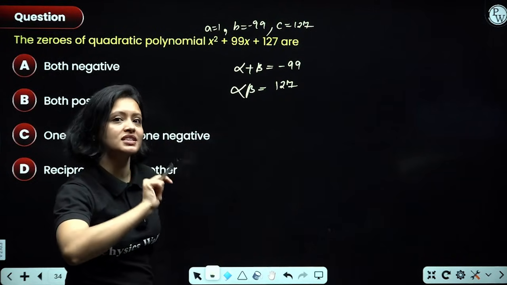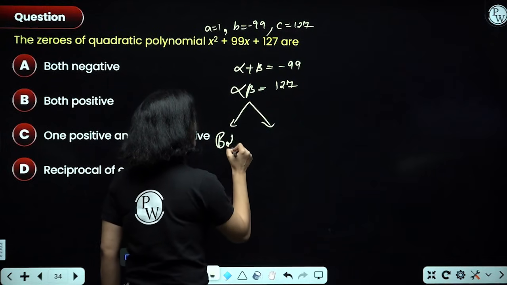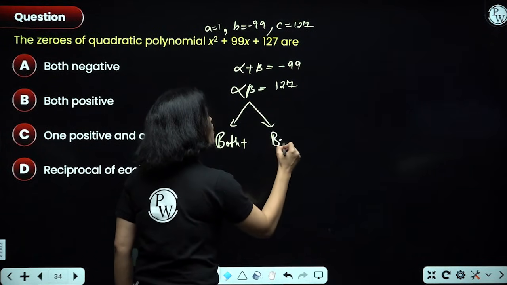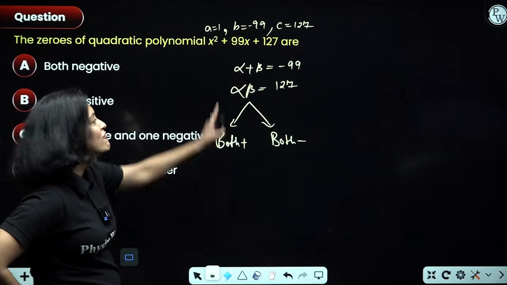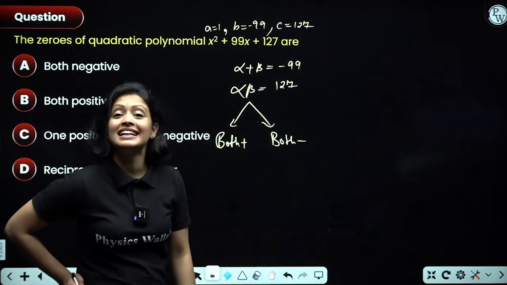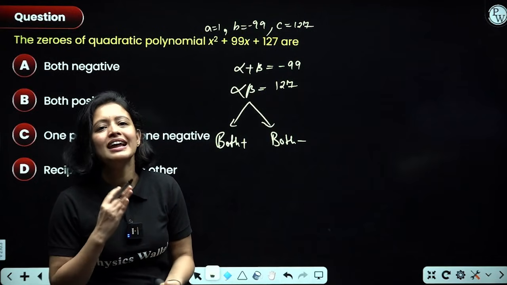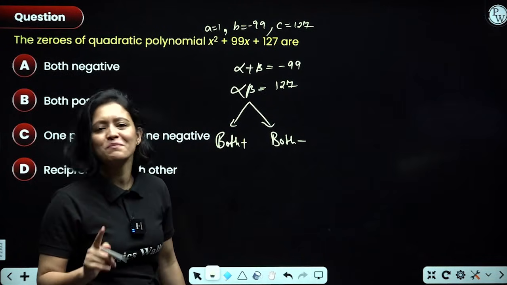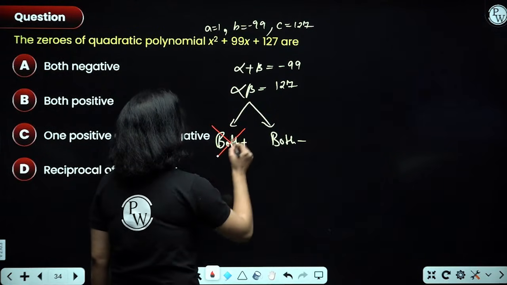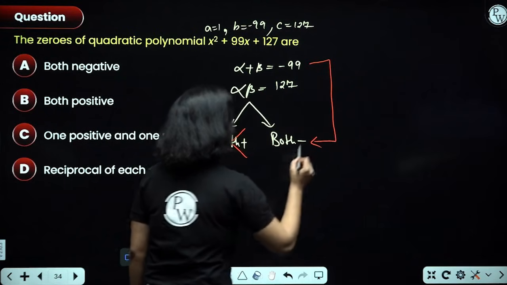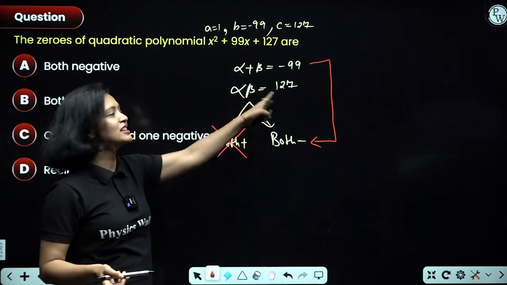The product is positive. What does that tell you? That tells you that either both alpha and beta are positive or both alpha and beta are negative, right? These are the only two scenarios. But alpha plus beta is negative. That tells us that one of the zeros has to be negative, because when you add two positive numbers, you will never get a negative result, right? So both positive cannot be true. Only this part would be true, that is both of them are negative. When both of them are negative, their sum is negative and the product is positive, right?